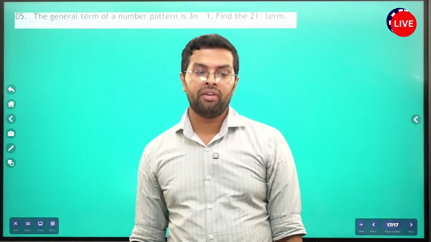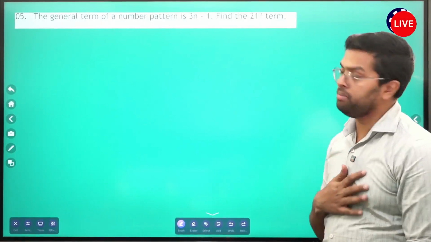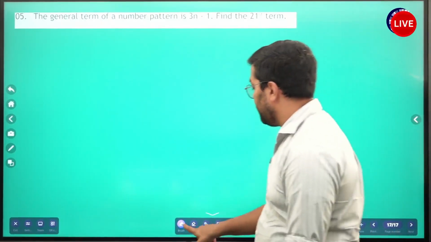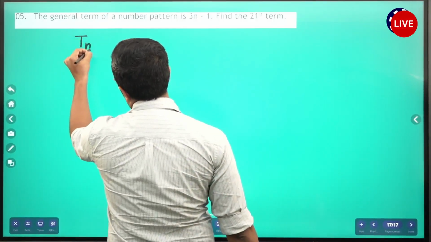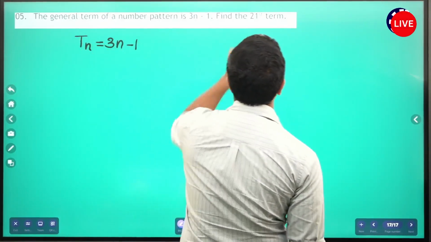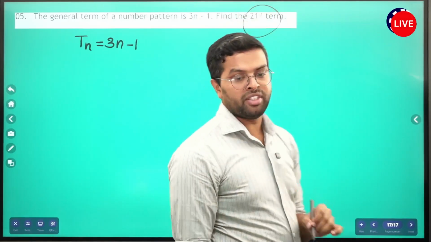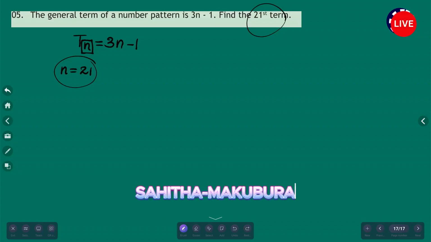Right. Question number 5 is from the lesson number patterns again. The general term of a number pattern is 3n minus 1. So general term Tn equals 3n minus 1. Find the 21st term of this number pattern. So n equals 21 in this case. n can be any number, but according to this question, now n is equal to 21.